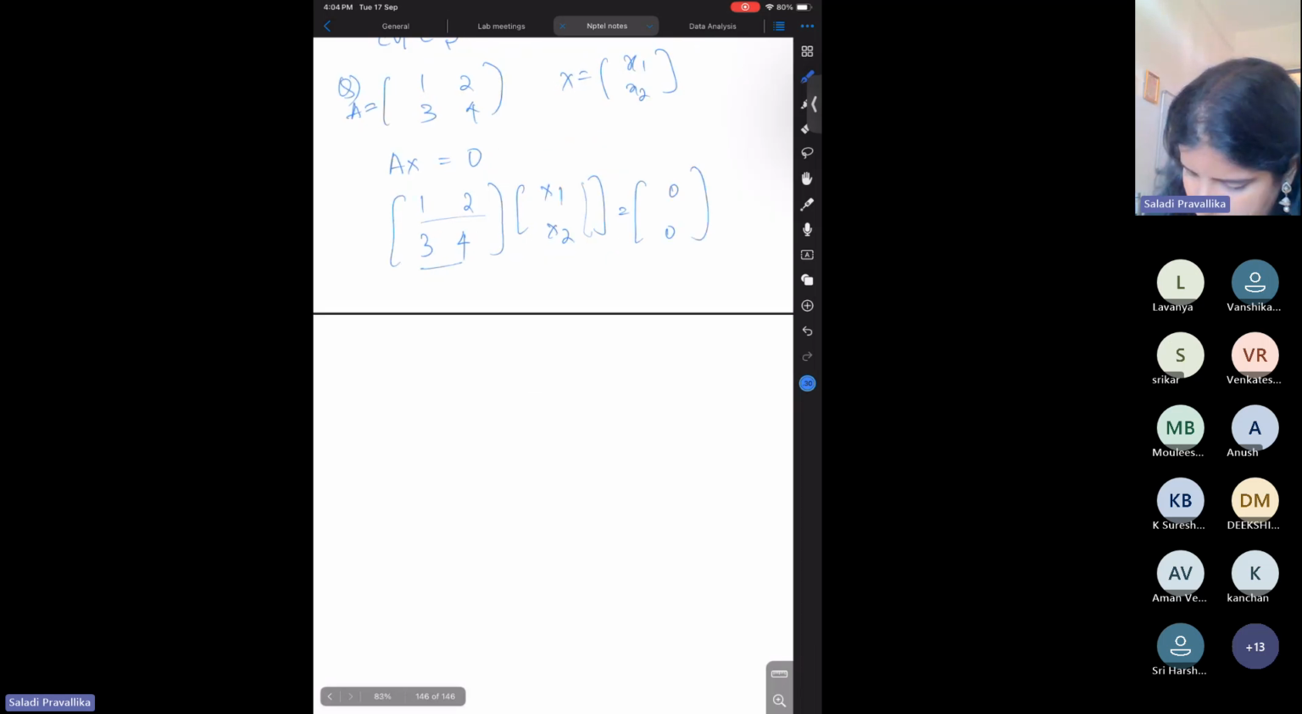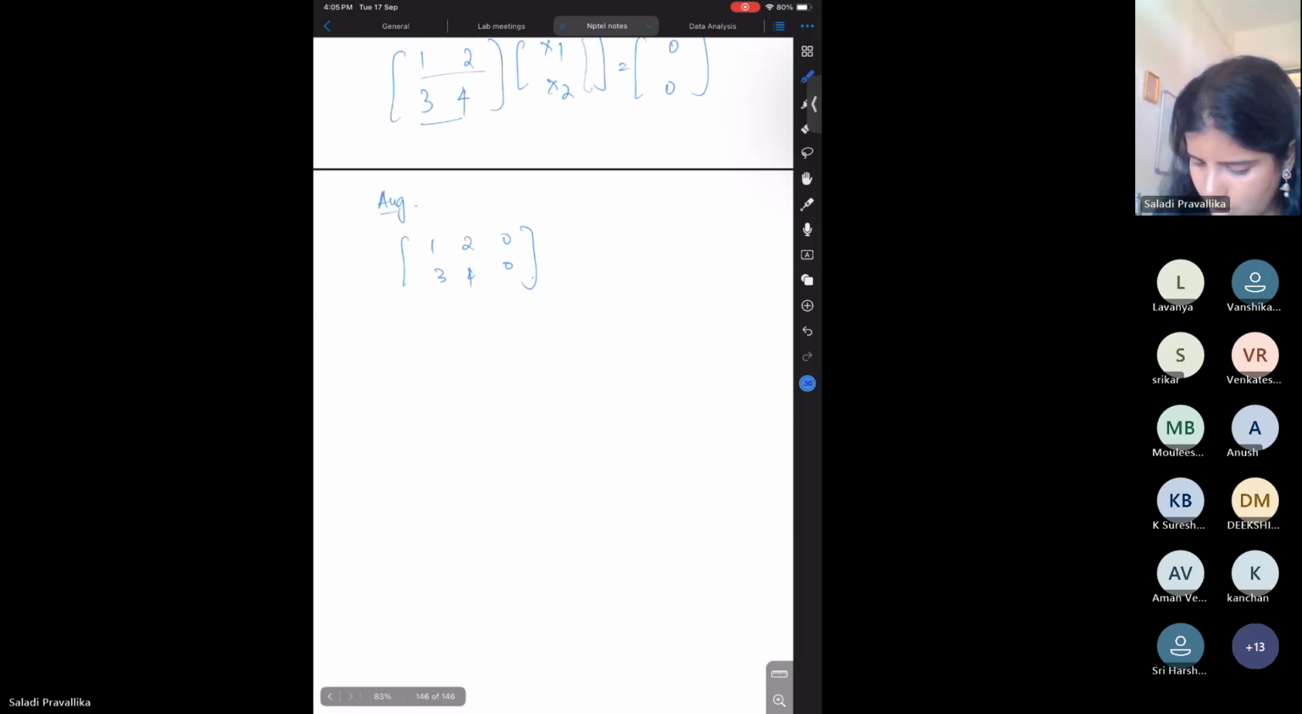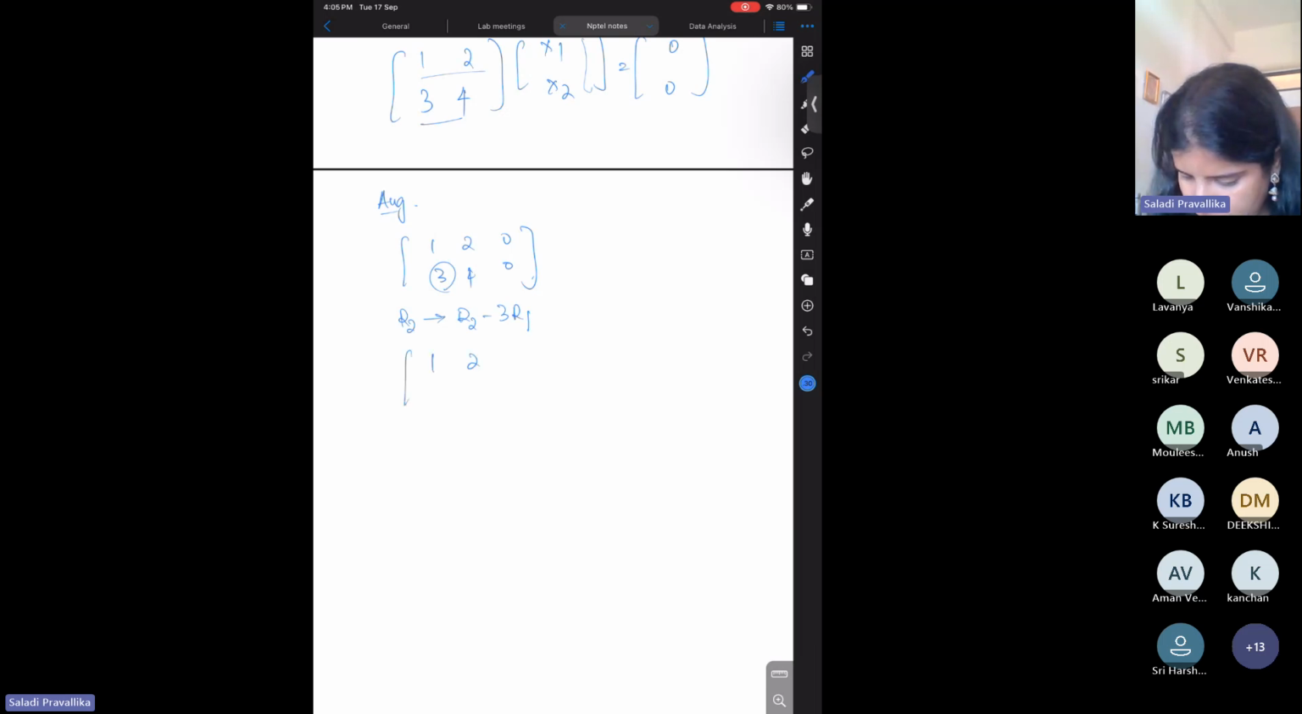Give me a second. Let's write it in the augmented matrix form: 1, 2, 0, 3, 4, and 0. And then let's perform row operations on it. R2 becomes R2 minus 3 times R1, right? So 1, 2, 0. R2 is 3 minus 3, which is 0, and then 4 minus 3 times 2 is minus 2, and then this is 0, right?